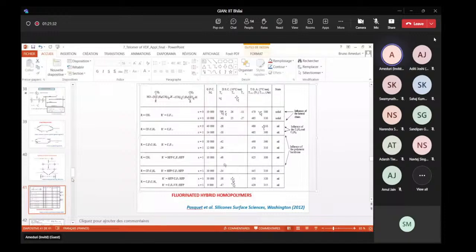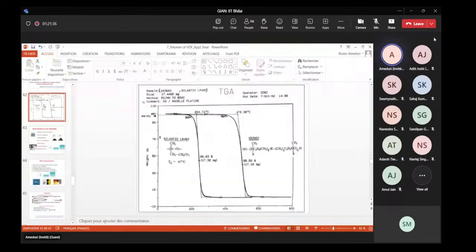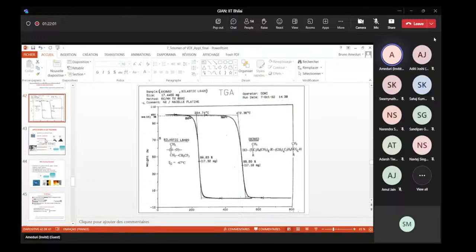So this is just an example of a TGA thermogram. So this is the Silastic produced by Dow Corning. So you have a decomposition starting from 190 Celsius. In the case of these fluorosilicones, we could have a better thermostability, up to 380, which is a very good thing with a low Tg. So I know this is an example for elastomers.